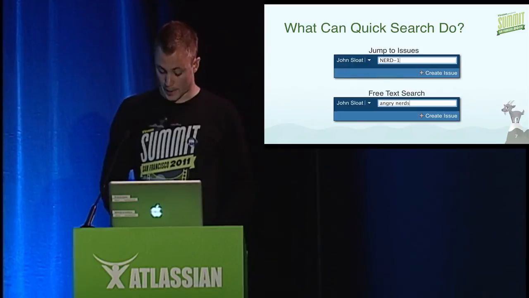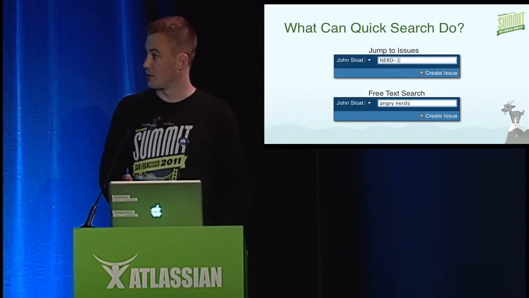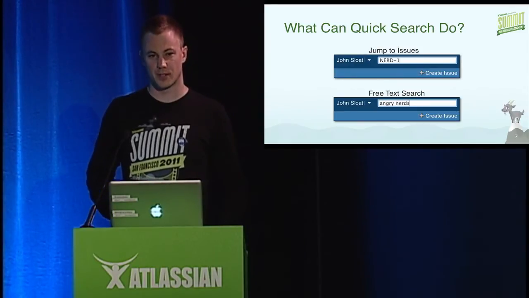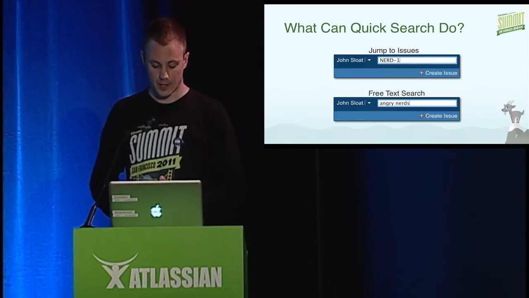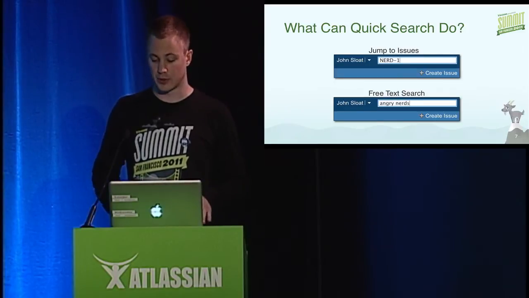So what can quick search do? I fear that a lot of people that use JIRA are like I was until about 3 or 4 months ago, and they never really use quick search to its full potential. Its functionality is broken down basically into 3 categories.